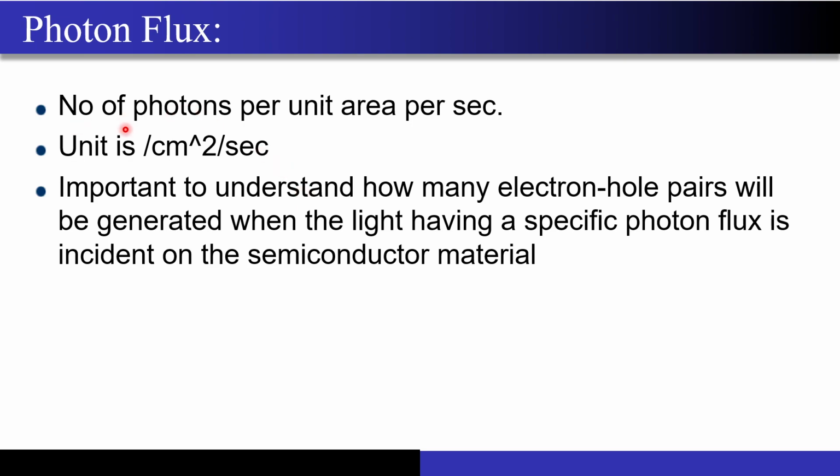Now it helps to determine how many photons I am incident, because it gives me a rough idea of how many electron hole pairs I will get by shining this light, which has photons of a particular energy, on top of the semiconductor material. So that's why we are defining this term.